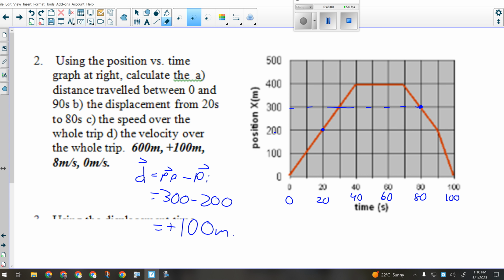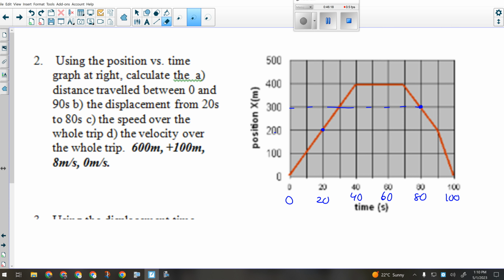Did I travel further than that during that time? Yes, but my position only changed by that much. Now, speed over the whole trip. If I want speed over the whole trip, then I'm going to need the total distance over the whole trip. We already established that this was 400, that this was 0, and then we go from 400 back to 0. So how far do we go here?